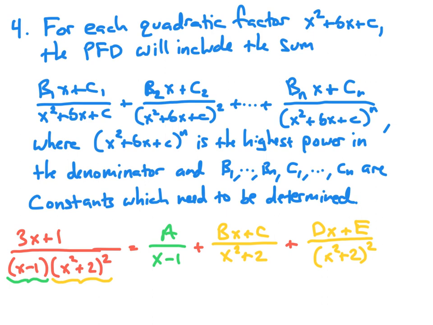Now, once we've completed all of these steps and have considered each linear and quadratic factor of our denominator separately, we then have our entire form for our partial fraction decomposition. The last step is to determine the coefficients, the constants in the numerators for each of the terms. We'll end this video by considering a simple example of this.